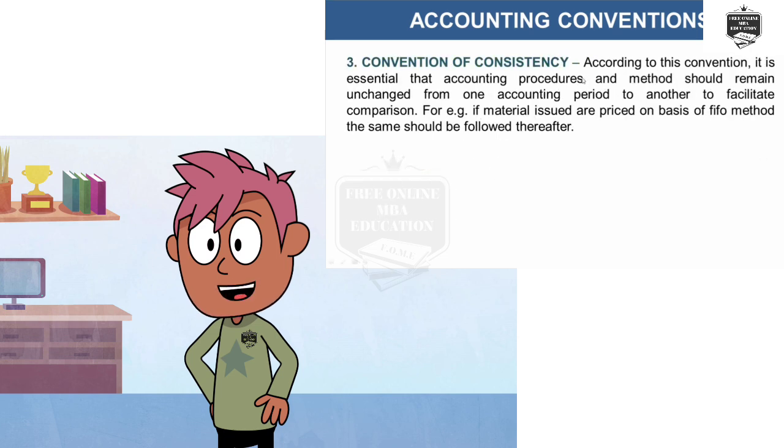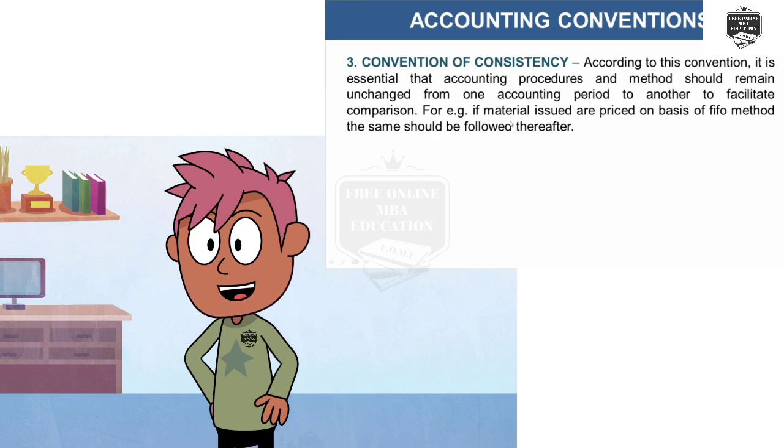Then there is the convention of consistency. According to this convention, it is essential that accounting procedures and methods should remain unchanged from one accounting period to another to facilitate comparison. So it is suggested that consistency should be maintained when we adopt any accounting procedure or method for any particular transaction. That should be kept consistent within the period to make sure that we can facilitate comparison year on year.